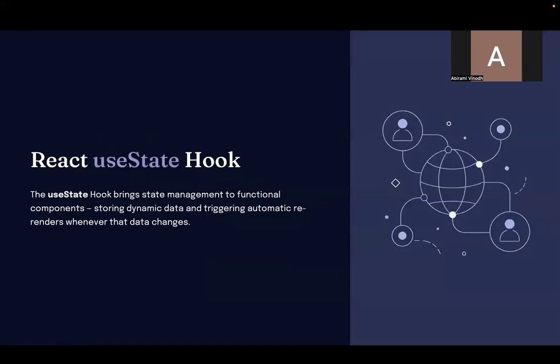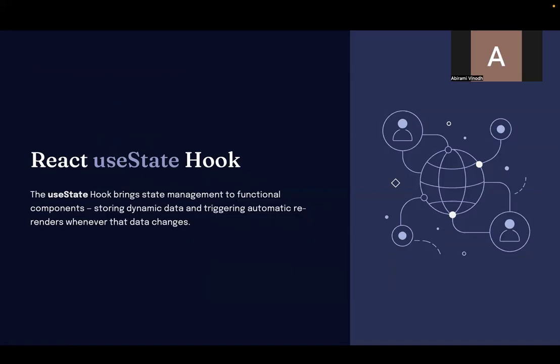So, React useState hook. It brings state management to functional components, storing dynamic data, triggering automatic re-renders whenever the data changes. The purpose of useState is simple. It stores data inside a component. Whenever the stored data changes, React automatically updates the user interface. This process is called re-rendering.